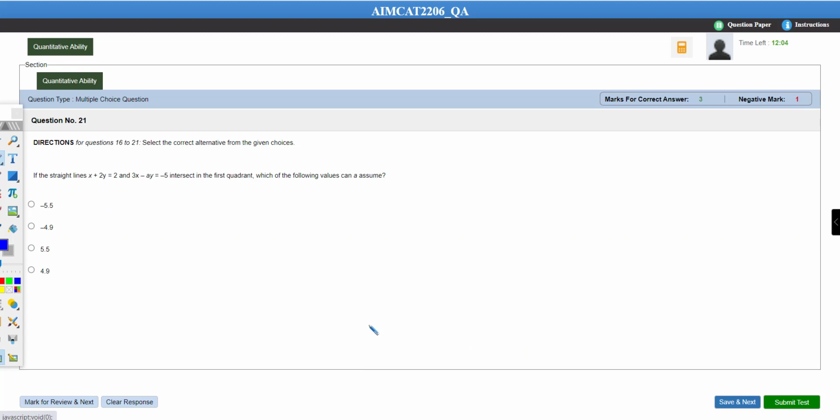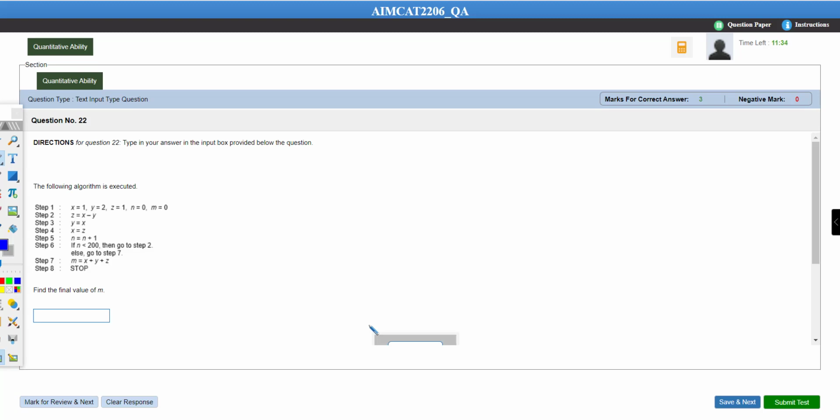After this, question number 21: if the straight lines intersect in the first quadrant, which of the following values can a assume? Over here we can make use of the options. But checking every option will be a lengthy one. Which of the following means we will be getting multiple answers. We need to check by options. Okay, let's do it later on. Let's move to the next question.